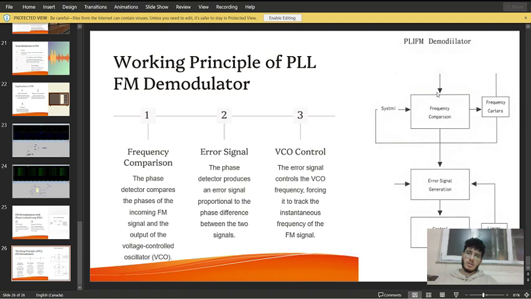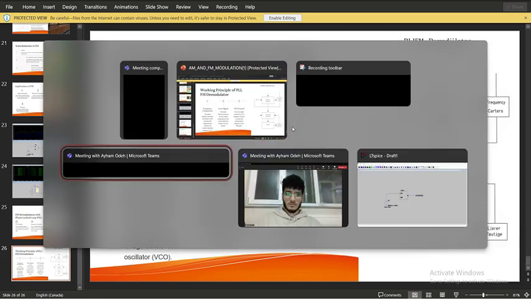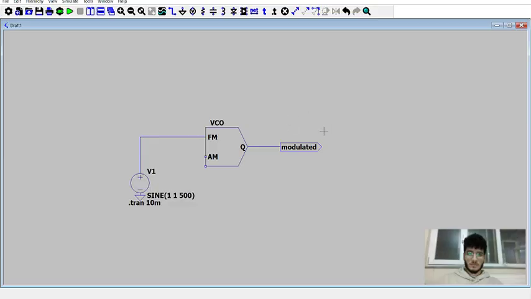On the right you can see the diagram. The frequency comparison sends its result onward, and this goes back as a feedback loop to the frequency comparison. It shows the error signal generation that leads to the control, and it gives us the output. Now I'm going to show you the LTspice simulation.